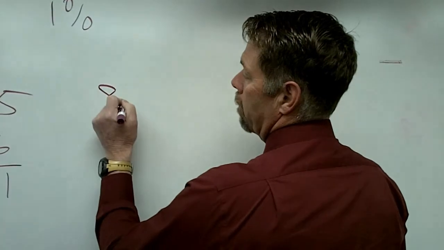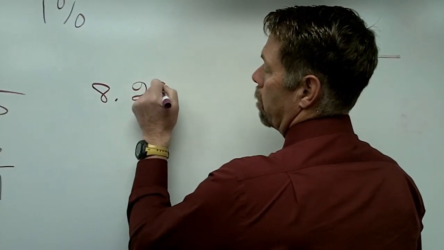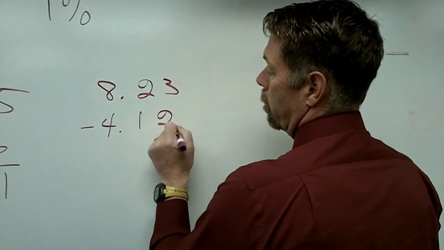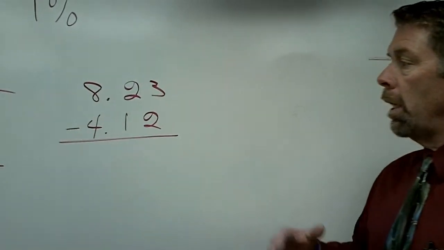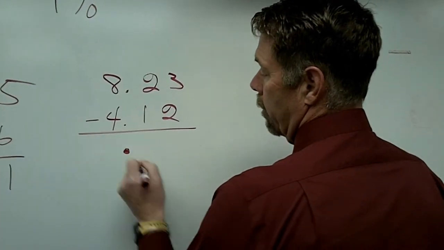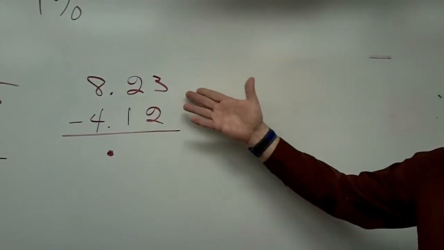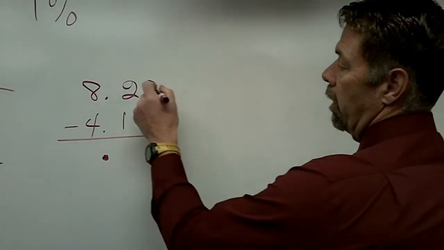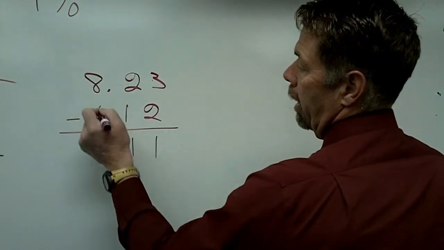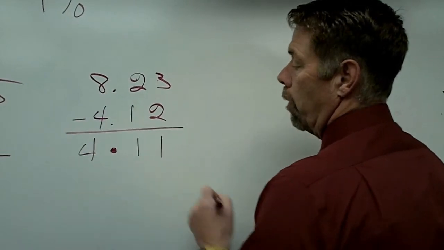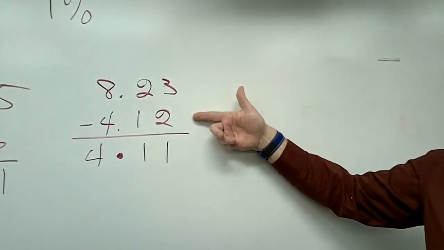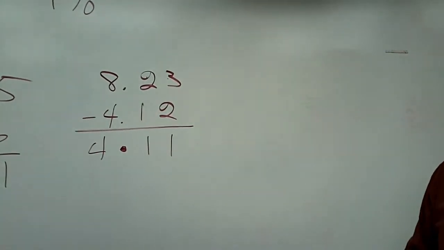Okay, let's do a subtraction example. 8.23 minus 4.12. First thing, before you do anything else, just bring the decimal down. And then go ahead and do your calculations. 3 minus 2 is 1, 2 minus 1 is 1, 8 minus 4 is 4. So 8.23 minus 4.12 is 4.11.